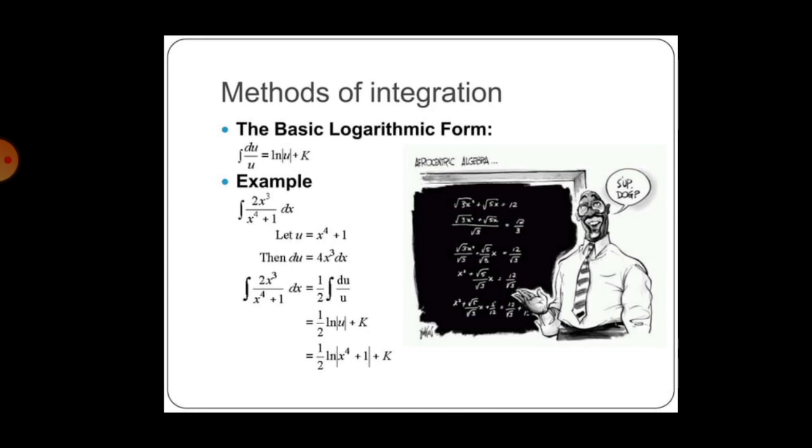Integral 2x cubed over x raised to 4 plus 1 dx is equal to 1 half integral du over u. Next, copy 1 half, the integral of du over u is ln of the absolute value of u plus k. So that would be now 1 half ln of the absolute value of x raised to 4 plus 1 plus k.